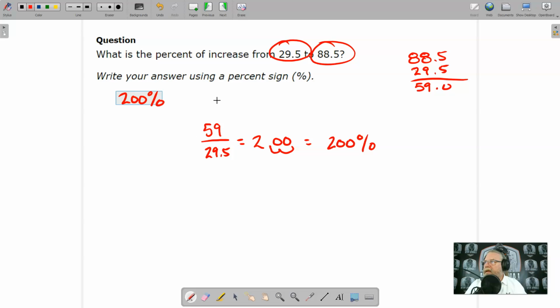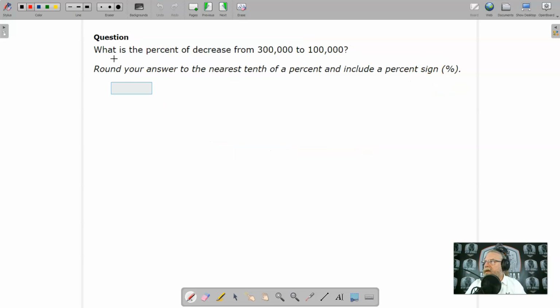Okay. So next one, what is the percent of decrease from 300,000 to 100,000? So let's go back to that using the absolute value concept. So this is our original amount. This is our new amount. So the absolute value of 300,000 minus the new amount, which is 100,000. Always good to kind of remember what the formula is. Shortcuts are really nice sometimes, but it's nice to remember what the formulas are.